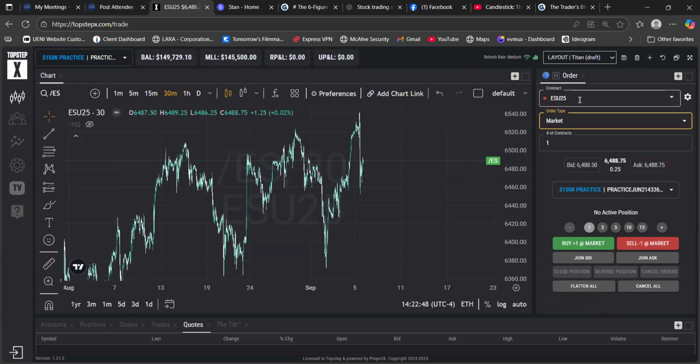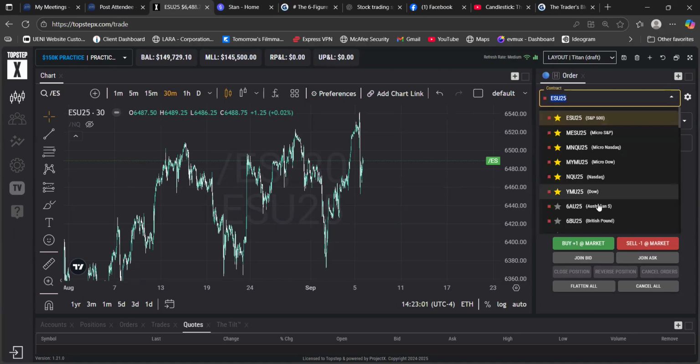Up here is the particular ticker that you're using. When you see me on Thinkorswim, you see me put the ES in there. This is Top Step X. It's called the ESU25 on here, right? And you can go through and you can change whichever. We're going to show you how to make all your tickers your favorites so that you could be able to navigate in between each one of the stocks that you like to trade.